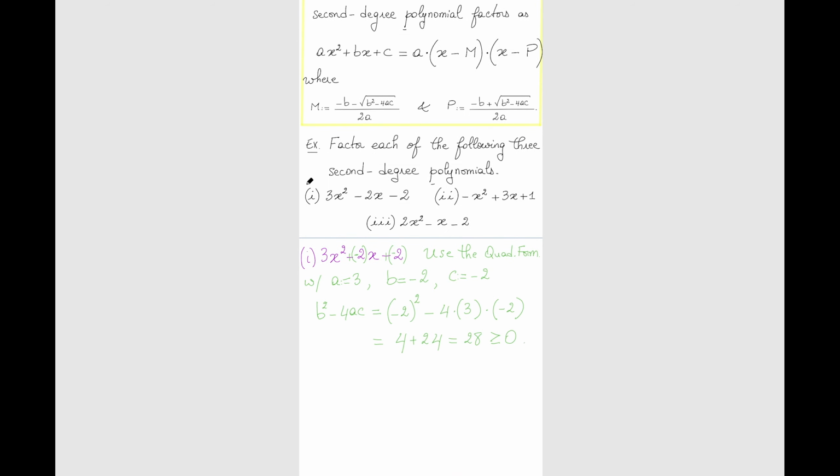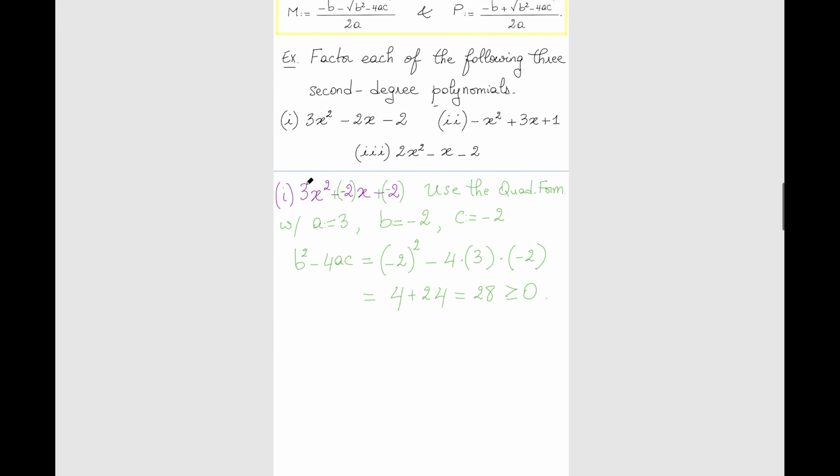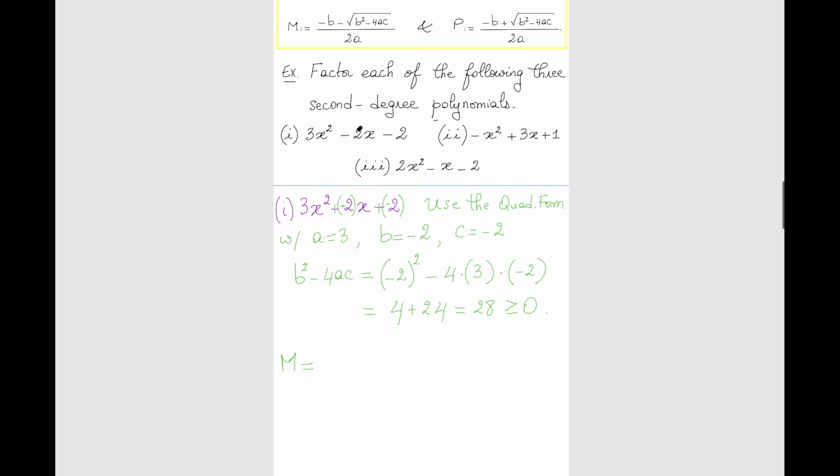m is equal to, it's right there on the screen, right? Minus b, so the quotient, minus b minus square root of b squared minus 4ac divided by 2a, right? Okay. Well, I mean, I just copied it.